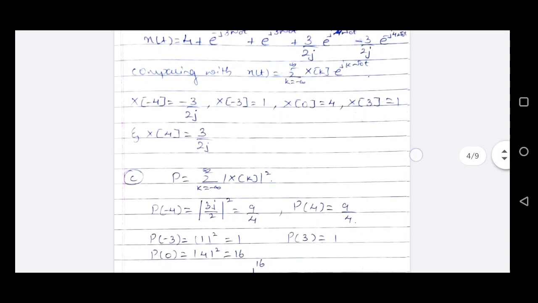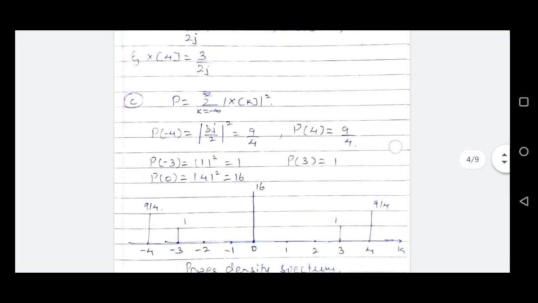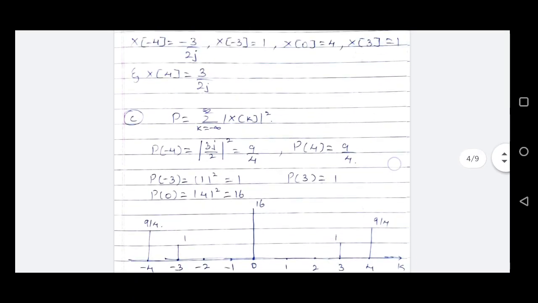And with the use of Parseval's theorem, from the Fourier series coefficients obtained, we can plot the power density spectrum. To plot the power density spectrum, we'll have to calculate the power for each frequency sinusoid, which can be obtained by the expression P equals to summation k minus infinity to plus infinity modulus square of x of k. For different values of k, we'll get the modulus square value.